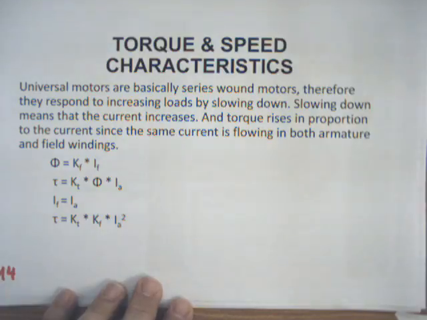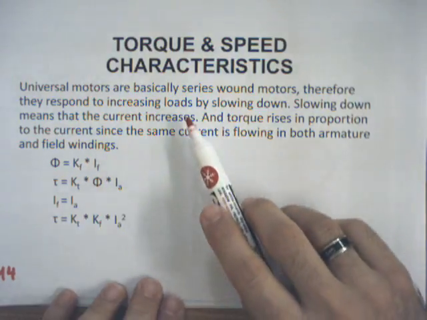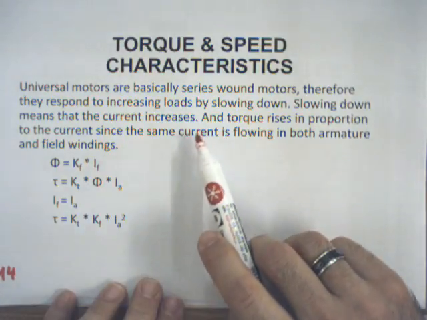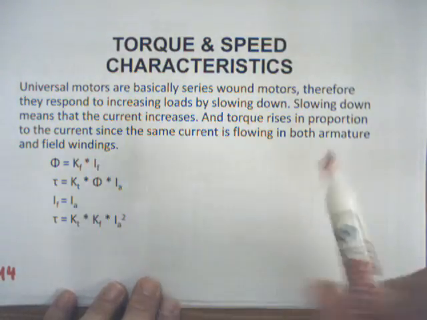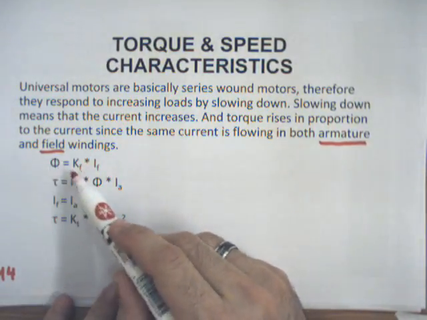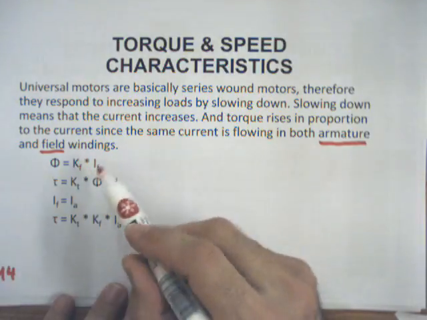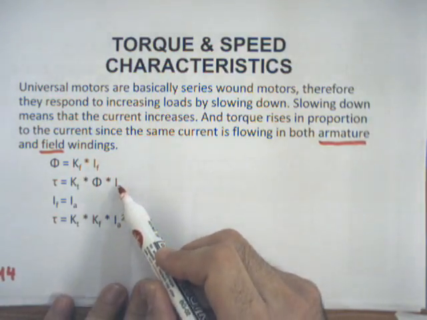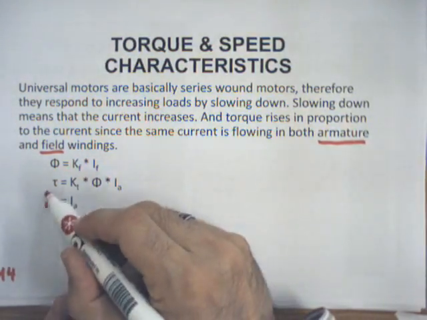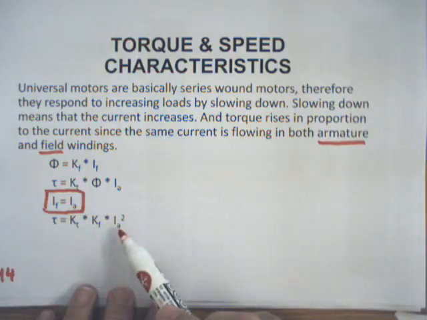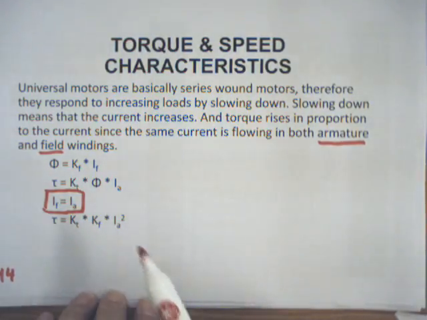What happens to torque speed characteristics of the universal motor in general? They are basically series wound rotors, therefore they respond to increasing loads by slowing down. Slowing down means that the current increases and torque rises in proportion to the current, since the same current is flowing in both armature and field. So field flux is directly proportional to the field current, and torque is directly proportional to the field flux and armature current. Since field and armature currents are equal, since they are in series, torque is directly proportional to the square of the current of the motor.